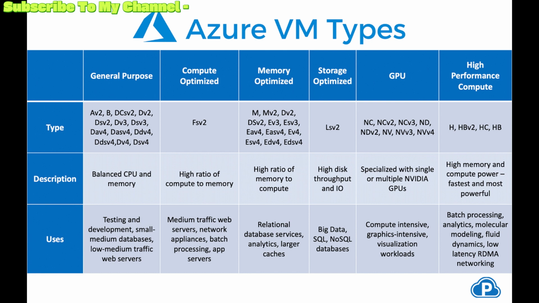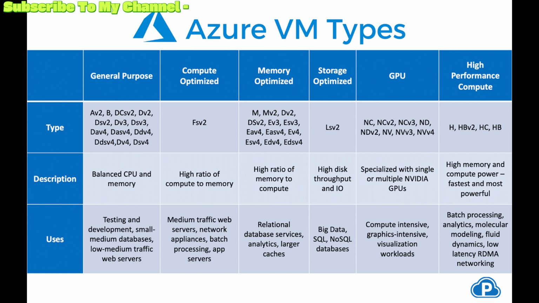Key components. 1. VM size and type. Determines CPU, RAM, storage, and network capacity. Sizes include general purpose, compute optimized, memory optimized, and GPU VMs. 2. Operating systems. Supports Windows Server, Ubuntu, Red Hat, CentOS, and others. Pre-configured images are available from Azure Marketplace.